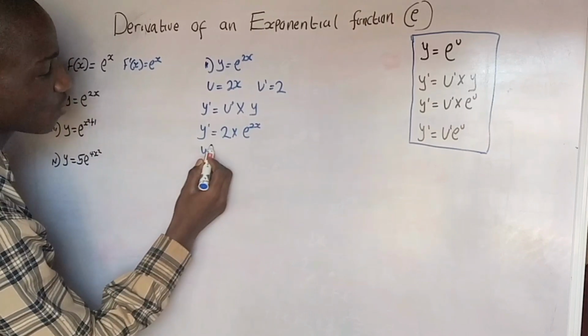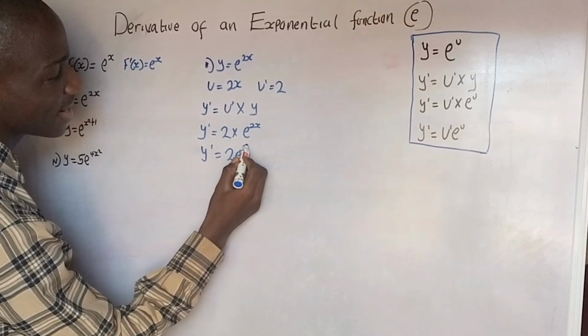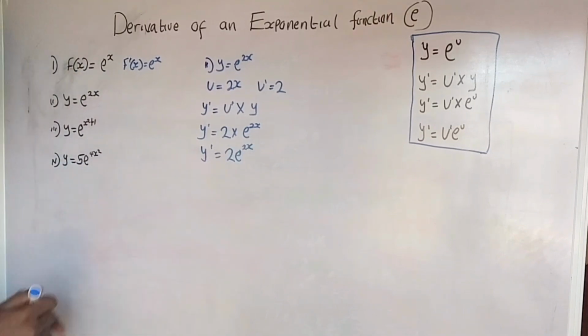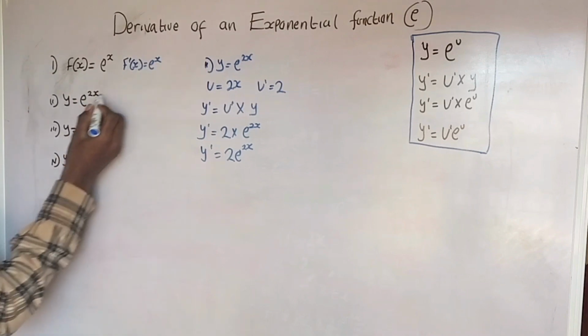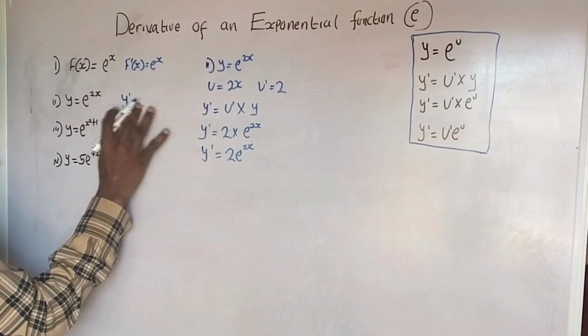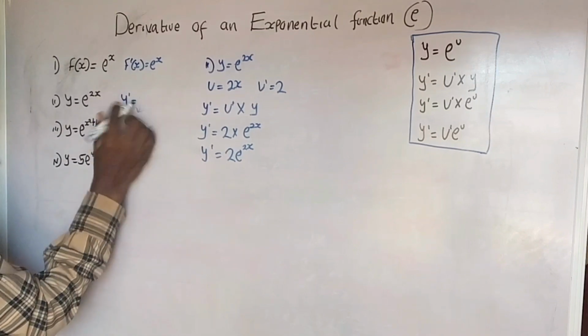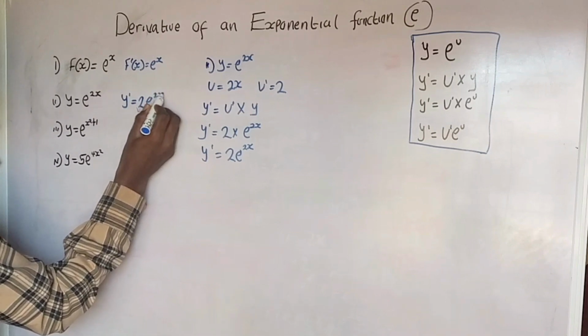So the derivative of y is equal to 2e to the 2x. So that is, the derivative of y is equal to 2e raised to the power of 2x.